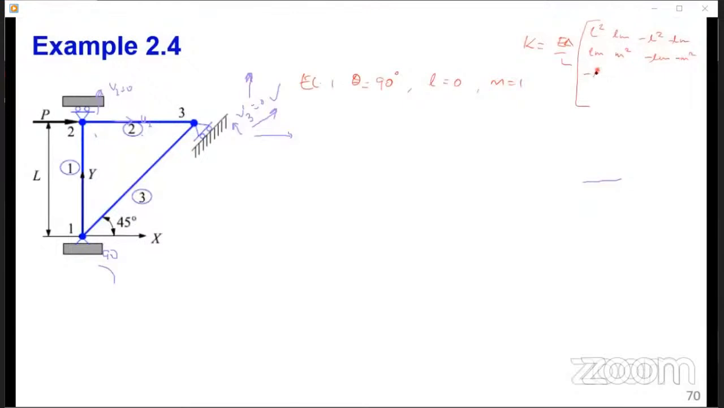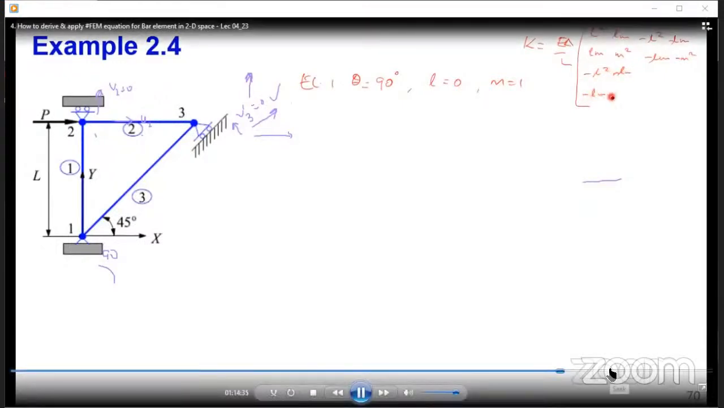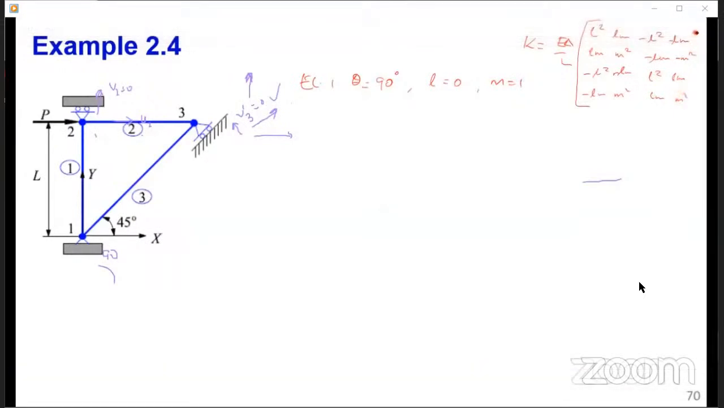Minor diagonal negative, minus lm, minus m squared. And then the main diagonal goes to l squared, lm, m squared. So once you have this, all that now remains is to substitute. So for element 1, we have that.